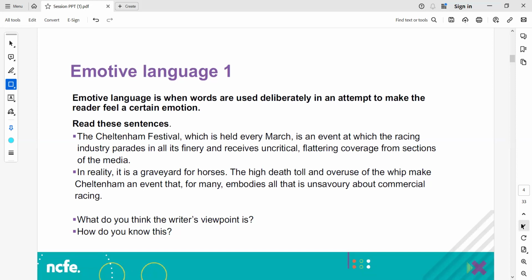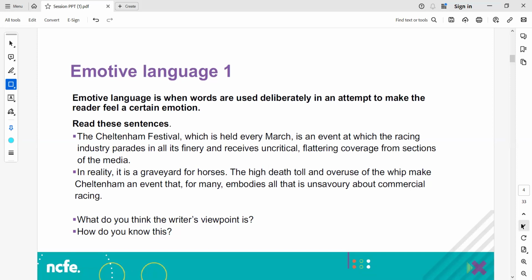So listening to that, what do you think the writer's viewpoint is? What does the writer think about the Cheltenham Festival? Do they have a positive view of the festival or a negative view? Negative. Yeah, it is negative. And what tells you that? Embodies all that is unsavoury in commercial racing.